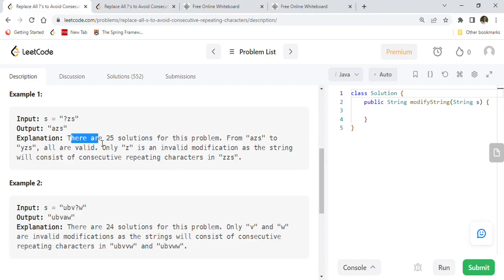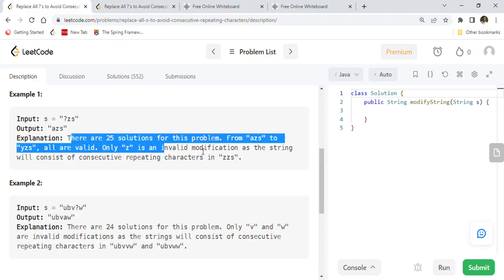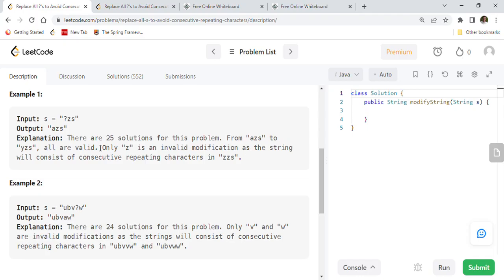So as they say here, there are 25 solutions for this problem, because the only thing is it should not be consecutive, character should not be same. So we cannot put Z there, we can put all the remaining characters, correct? Got it, right? So this is what they are saying.